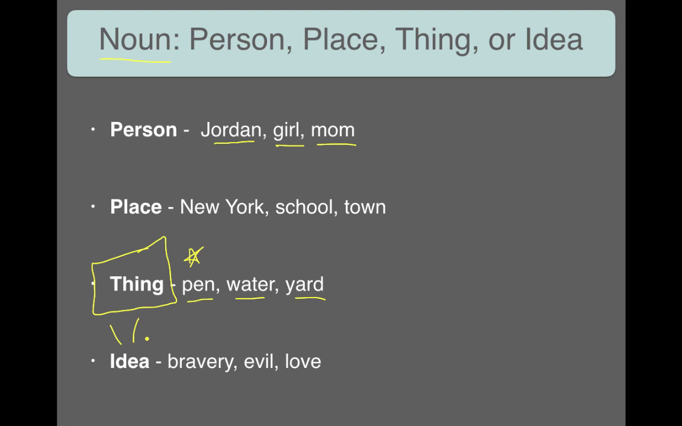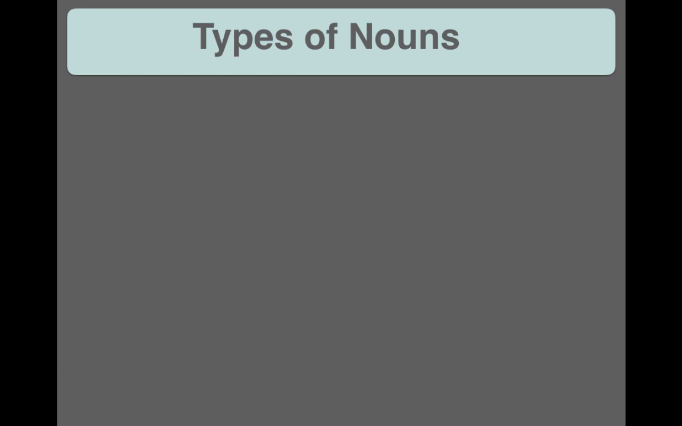With that being said, we're getting to our hardest one, which is an idea. Ideas tend to be difficult because they're not tangible. We can't touch them. So you can't touch bravery, you can't touch evil or love. So we will get into in a minute how then do you figure out if these words are in fact nouns. I have a whole section on how to figure out if a word is a noun. Because in general, most people think of person, place, or thing as a noun, and they tend to be the easier ones. So this one is the more difficult one, and we will get into that shortly.